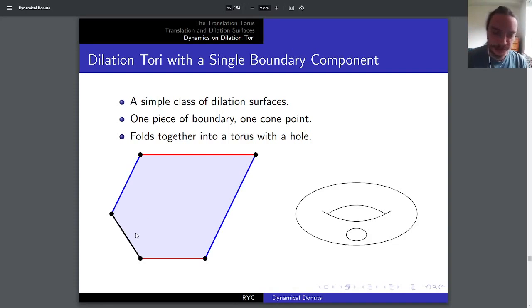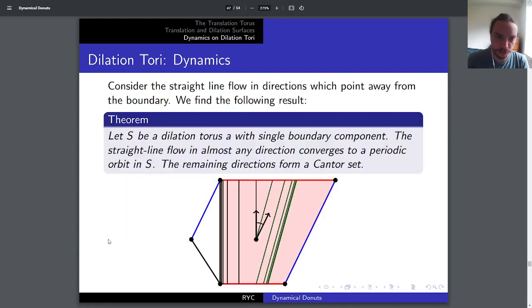And the only reason we have this boundary is, you could imagine that there's more surface off to the left beyond this boundary to the bottom left. But we want to just think about what happens if our flow is in this part of the surface. So we're going to pretend it just never hits the boundary, okay? So we're only going to think about flows that go away from the boundary, not flows that go into it. And let's think about the dynamics of a dilation torus.